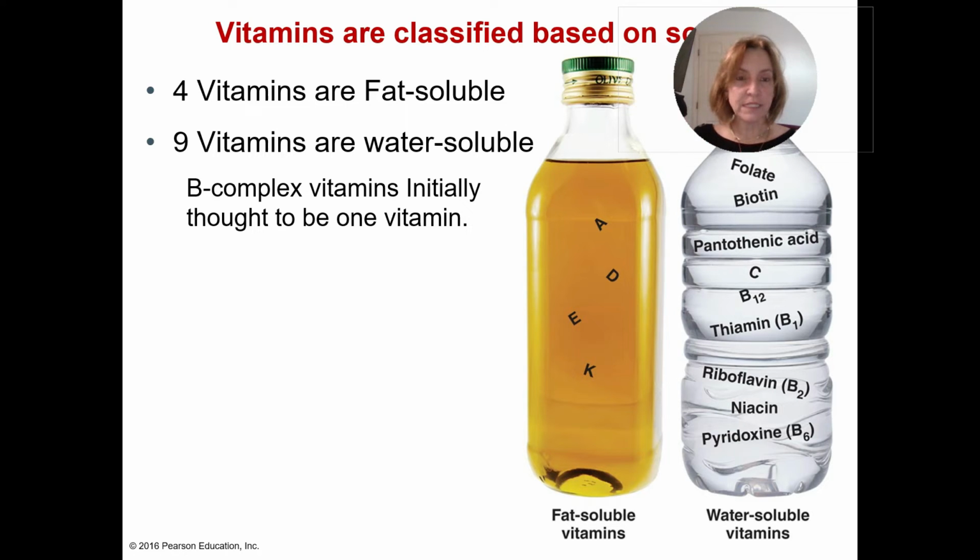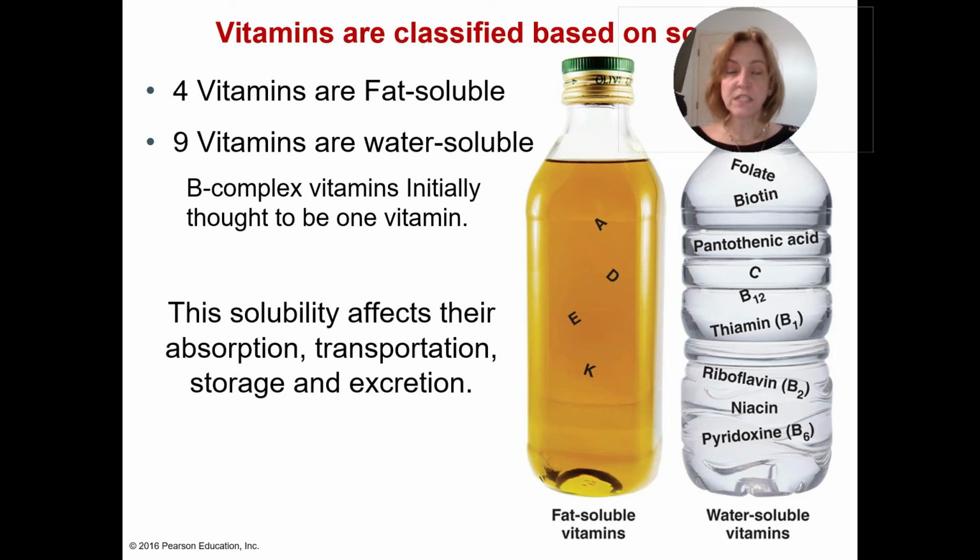And talking about this naming system with letters, this is a naming system that came at the same moment they were discovered. So vitamin A, B, C, some kind of order of discovery. At some point, it was known that B-complex vitamin, initially thought to be only one vitamin, was really a mixture of different vitamins. And that's why we have vitamin B1, vitamin B2, etc.